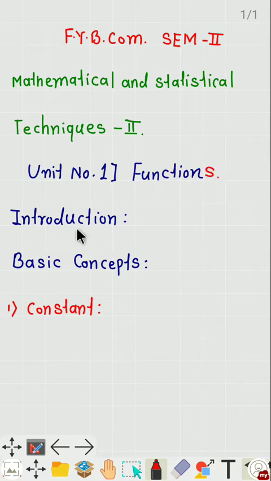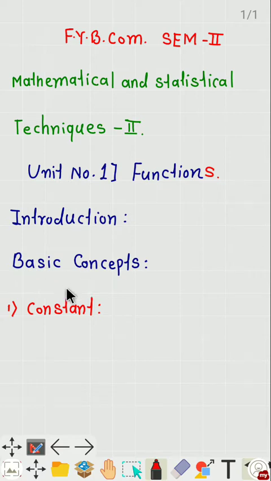First of all we see some introductory part, and then we see some basic concepts. Functions are of different types, and we will see all types of functions in this chapter. Function is nothing but a relation from one set to another set.